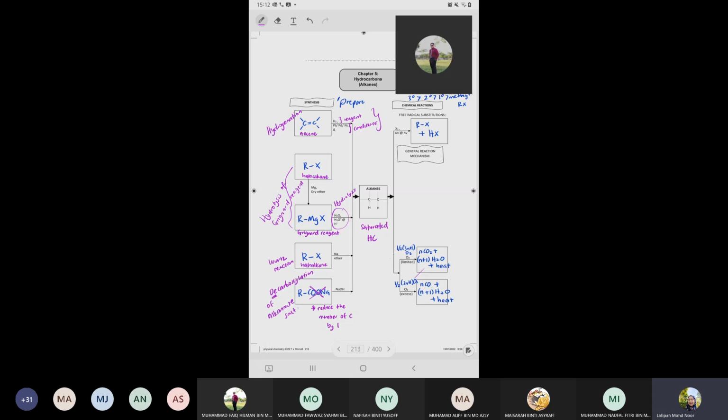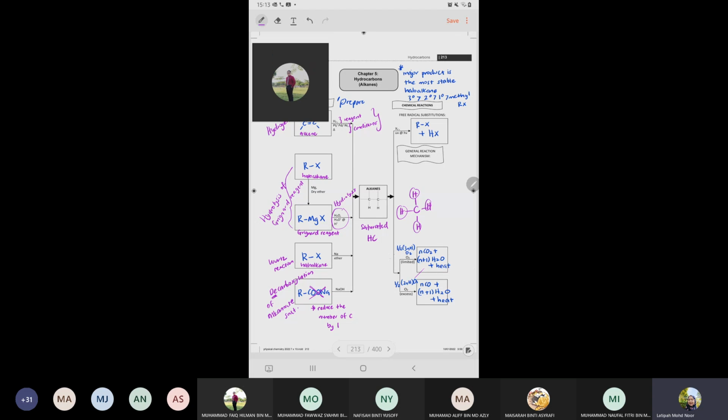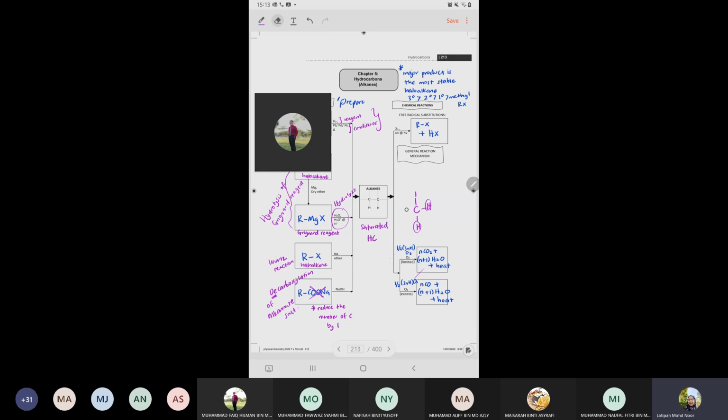Kenapa dia panggil saturated hydrocarbon untuk alkane? Sebab alkane dia ada maximum number of hydrogen. Contoh untuk carbon, satu carbon kita ada 4. Maximum number of hydrogen that the carbon can hold is 4. So tepu lah. Dia ada maximum number of hydrogen atoms that can be bonded to carbon. Itu maksudnya saturated hydrocarbon.